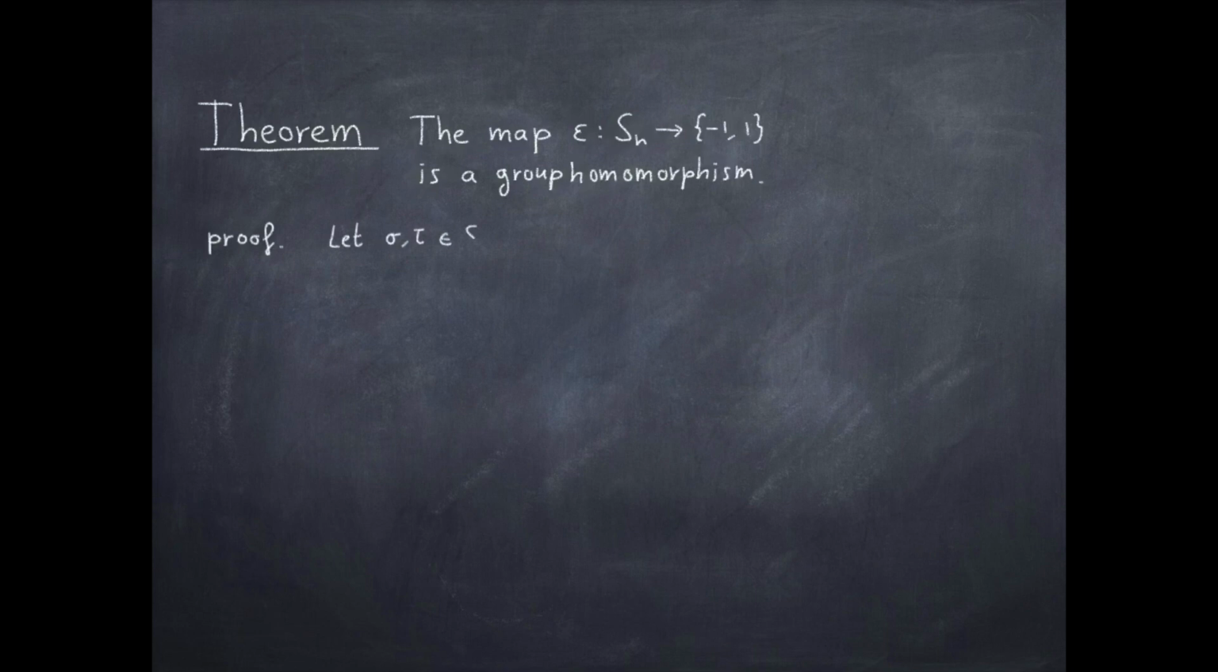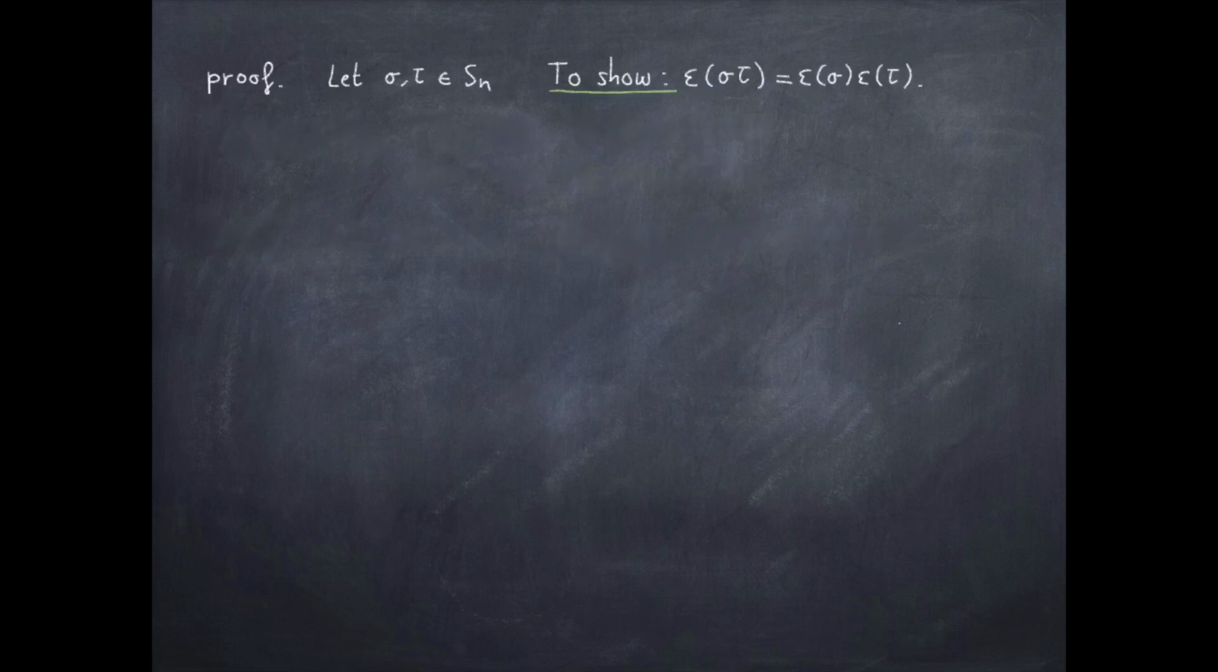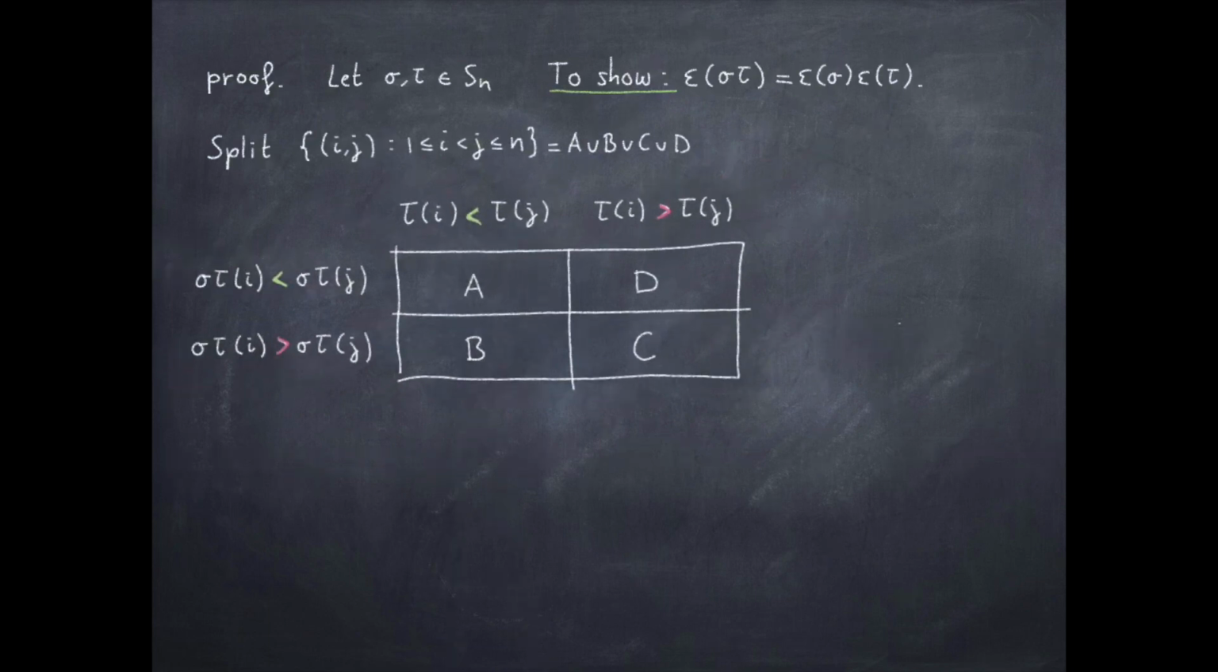Let's see how the proof works. We start by taking arbitrary sigma and tau from Sn. What we need to prove is that epsilon of sigma tau is equal to epsilon sigma times epsilon tau. The key of the proof is to count inversions in a very clever way.